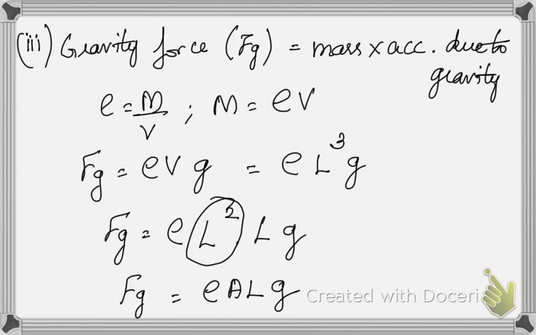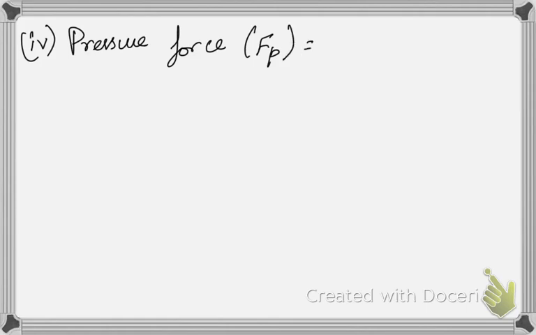The next, fourth force is going to be the pressure force. We can denote it by Fp. Fp is nothing but the product of pressure intensity into area.